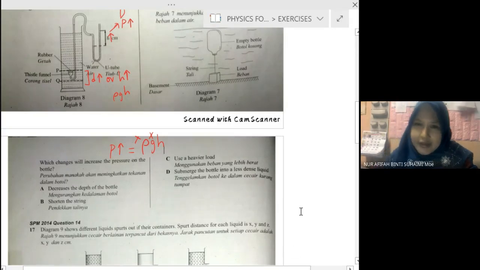So it means we make the depth deeper. How to make the depth deeper? We must lower down the bottle. How to make the bottle lower down? To make it deeper, we must shorten the string. Make the string shorter. Can you understand? Relate it with the equation. Always relate with the equation.